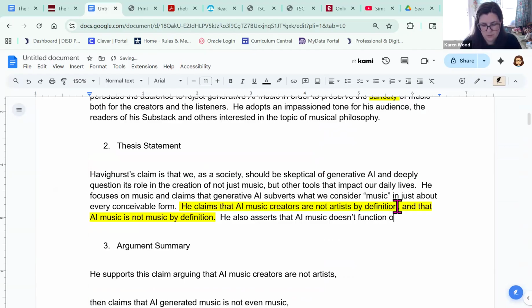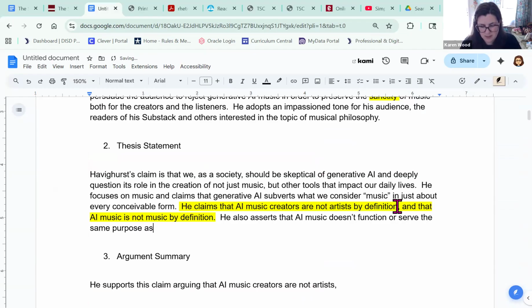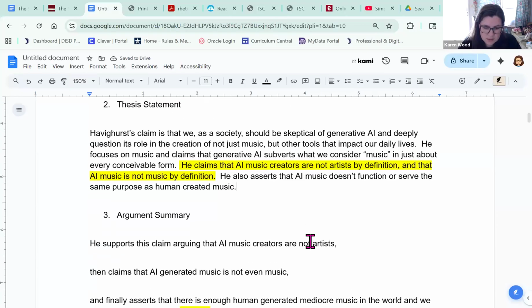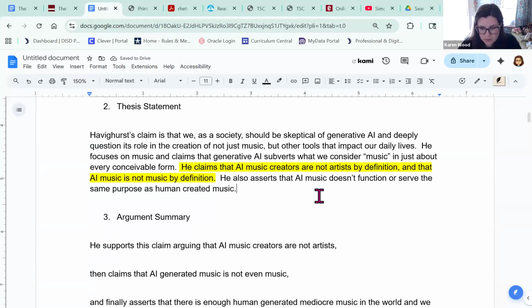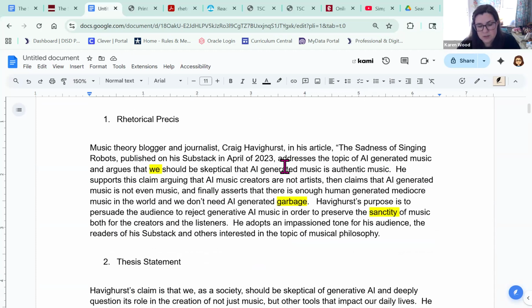Doesn't function or serve the same purpose as human-created music. All right, so here's this. This is a long thesis statement. It's not in one because we've already kind of got it summarized up there. But this is a little bit more detailed than just the bam, bam, bam.